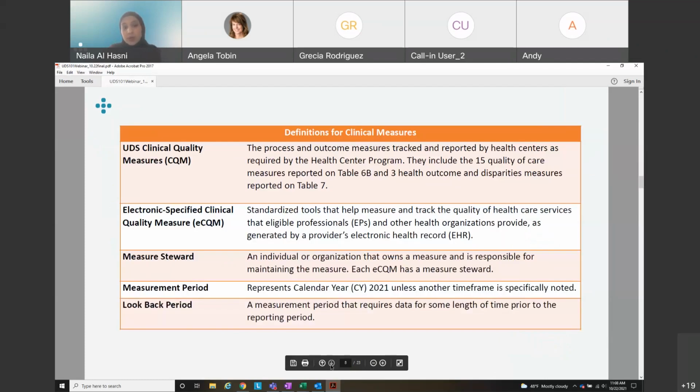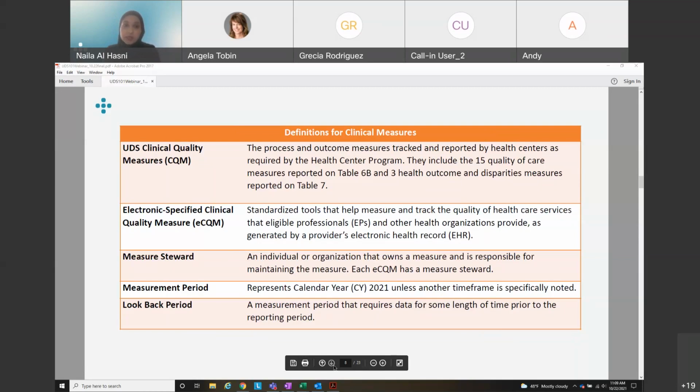So I just wanted to go through some of the definitions that you'll be seeing while working with the UDS data and the reporting, specifically for the clinical measures, just so you're familiar with these. The first one being the UDS clinical quality measures, or CQM, and these are the process and outcome measures tracked and reported by your health center, required by HRSA, and they include the 15 quality of care measures reported in Table 6B, and then the 3 health outcome and disparities measures reported on Table 7.